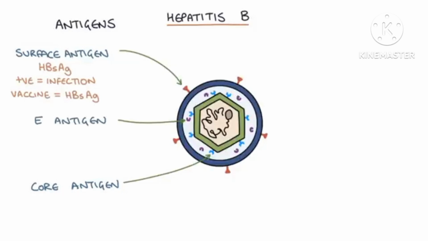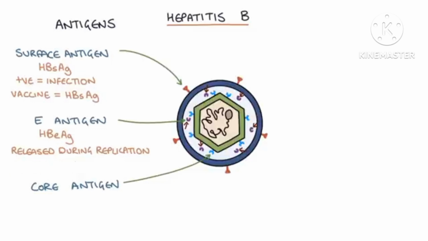The next antigen to talk about is the hepatitis B E antigen. The Hep B E antigen is found between the core and the surface of the hepatitis virus, and it floats in this space in between the two. And it's released during replication of the virus. And remember, E antigen escapes, so E for escapes, during replication.